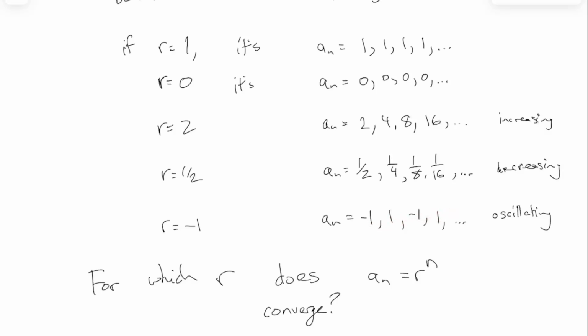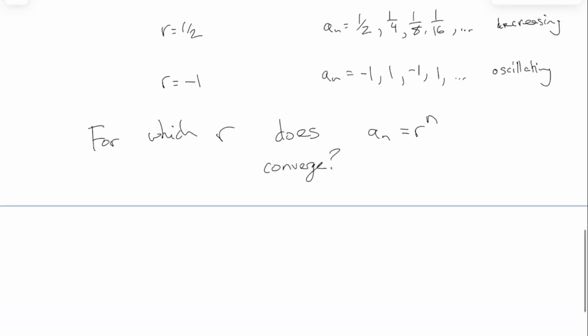So for which values of r, among the ones that I've written, it converges for 1 and 0 and also 1/2. But I want to say, just in complete generality, can we say for all different possible real numbers, which ones will actually make this converge? The question really is, for which r does the limit as n goes to infinity of r to the power n exist? I'm just rephrasing the same question. All right?